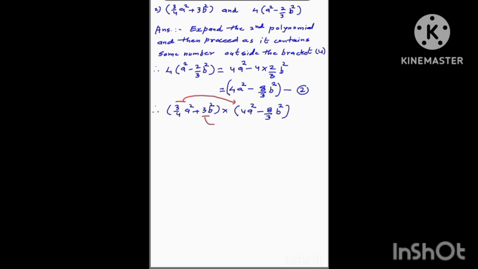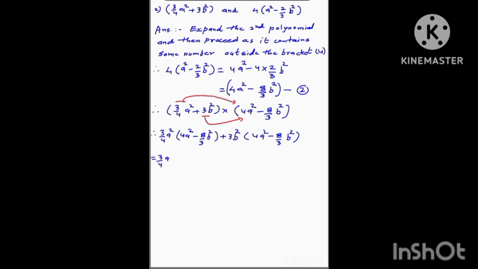Now first term into the whole bracket, second term into the whole bracket, same as we have done previously. So 3 upon 4 a square into (4a square minus 8 upon 3b square) plus 3b square into (4a square minus 8 upon 3b square). Now solve it. Now it is very easy.